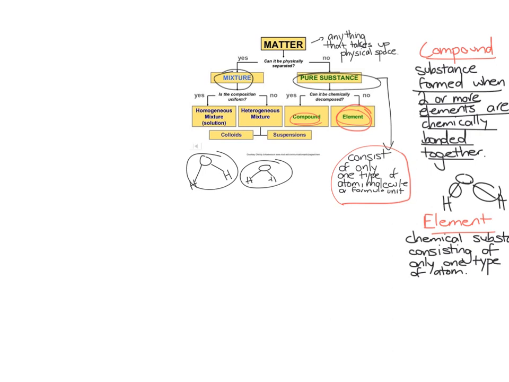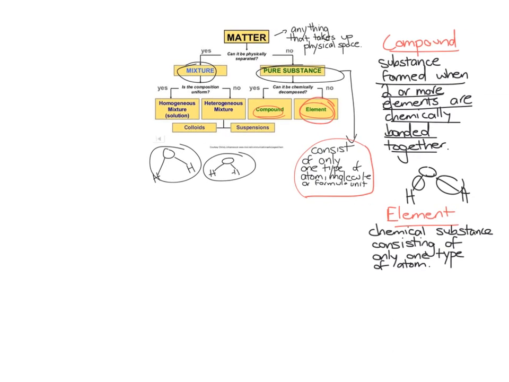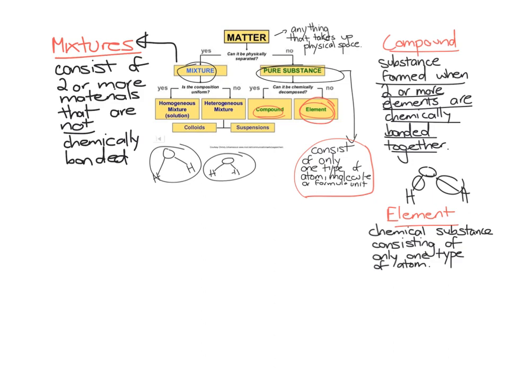And then we've got the other side. The other side over here is substances that are not pure, so they don't just consist of only one type of atom, molecule, or formula unit, and they're called mixtures. So mixtures consist of two or more materials that are not chemically bonded. Hopefully you're following this diagram through and you can see that we have two types of mixture. We have a homogeneous mixture right here, and we have a heterogeneous mixture.